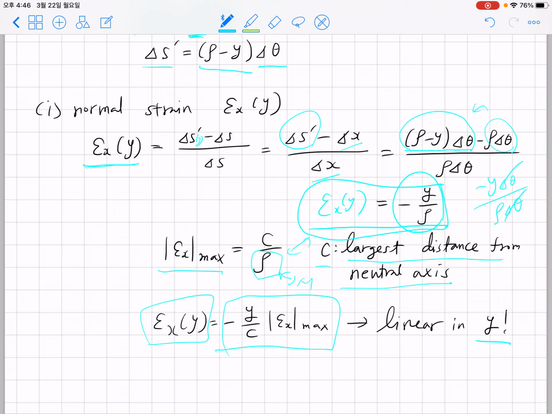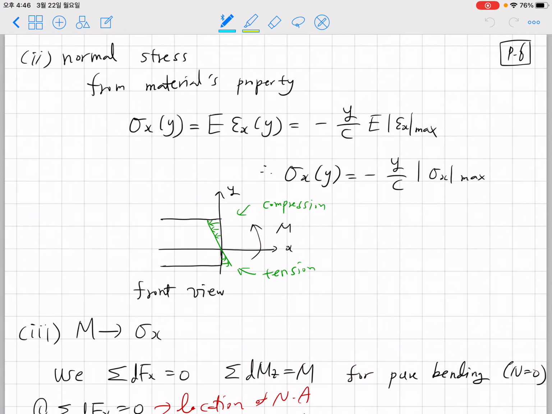I mean, both compression and tension occur at the same cross-sectional plane. Okay, that's the characteristic of bending deformation. And after obtaining epsilon x as a function of y, it's really easy to obtain sigma x as a function of y, because sigma x and epsilon x are connected through this Young's modulus E.